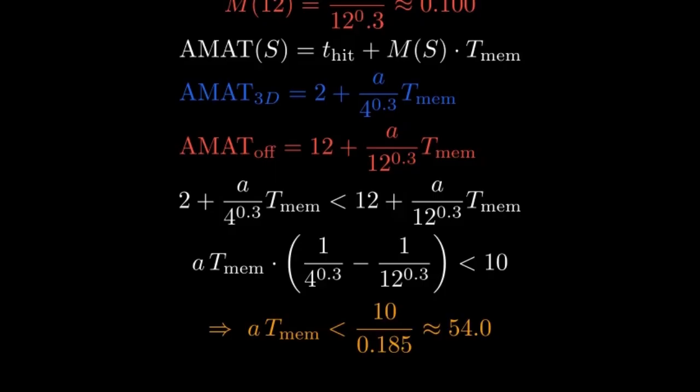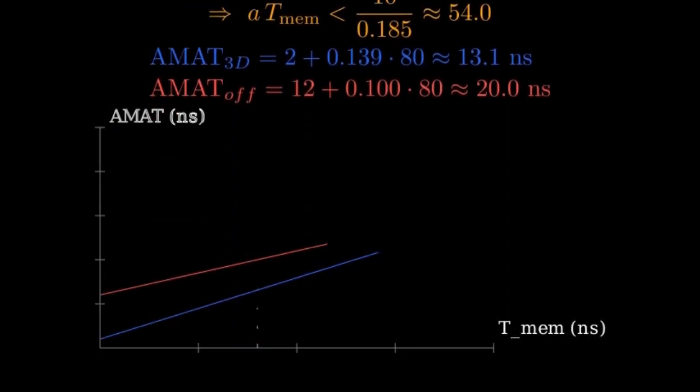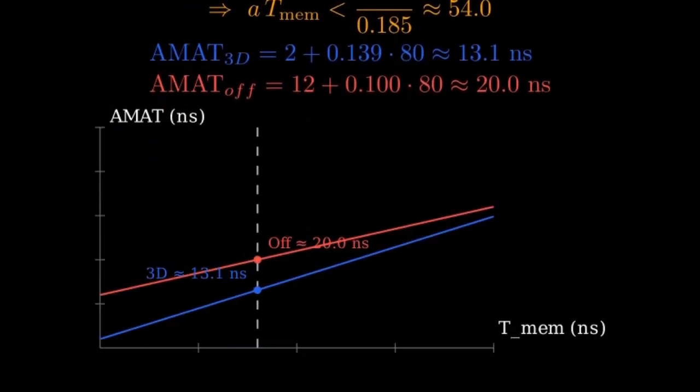Let us pick a typical external memory penalty of 80 nanoseconds to get concrete numbers. Using our calibrated miss rates, we find AMAT for 3D is about 13.1 nanoseconds, and for off-die it is about 20.0 nanoseconds. So on latency, the 3D option is clearly faster for this regime. Now, let us visualize the entire AMAT as a function of memory penalty.